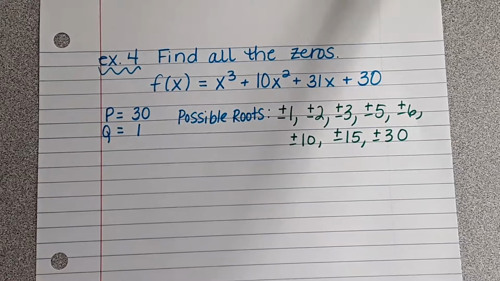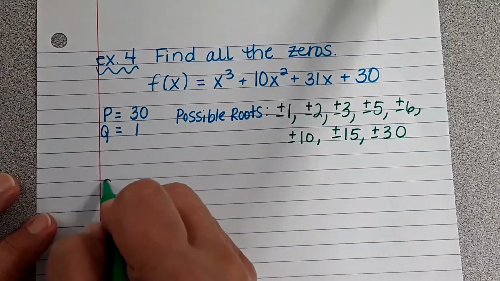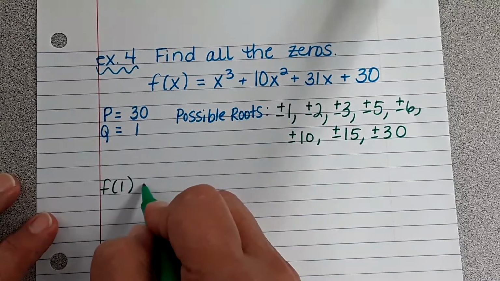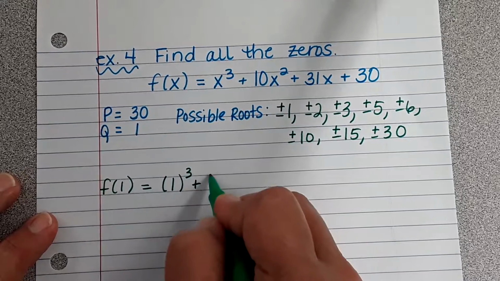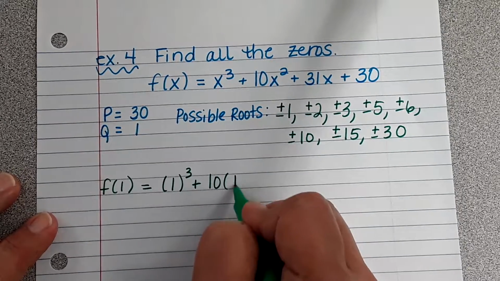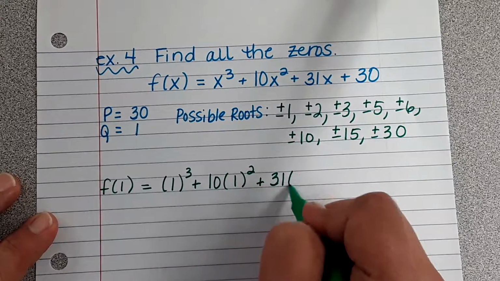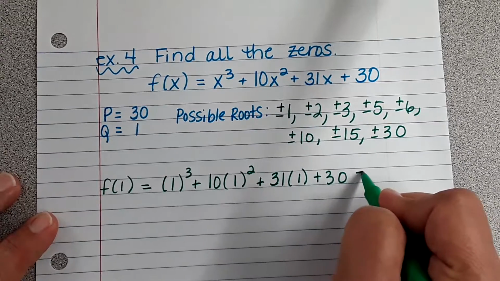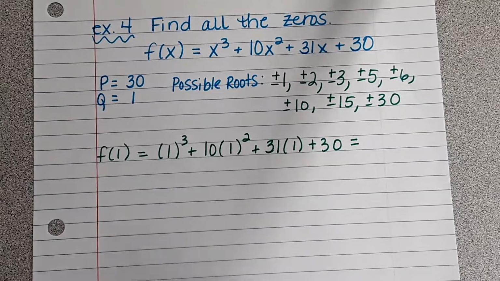Okay, so now we're going to test. I'm going to start with positive 1. I'm just going to write f of 1 just because that's what I'm testing. Make sure you put parentheses around it, especially with negatives. It doesn't matter so much with positive numbers, but with negative numbers, you really need to use those parentheses. You guys remember, you need to test.